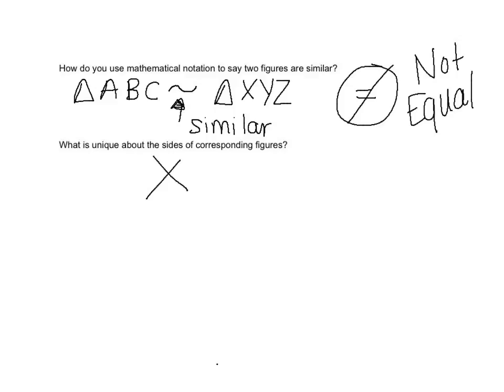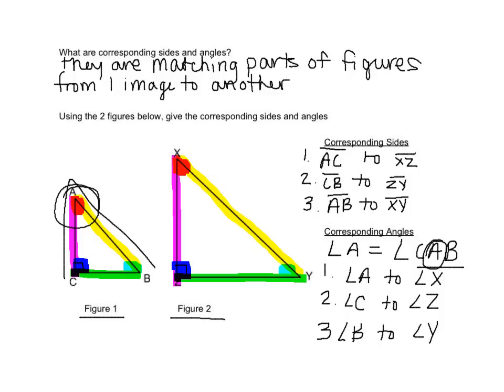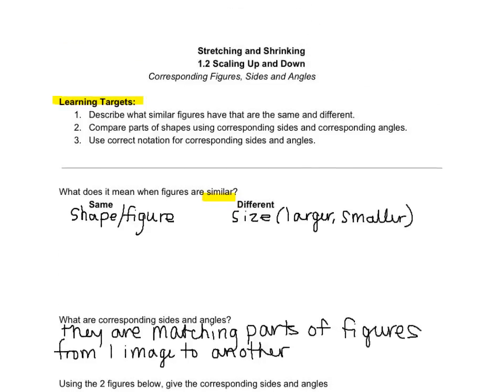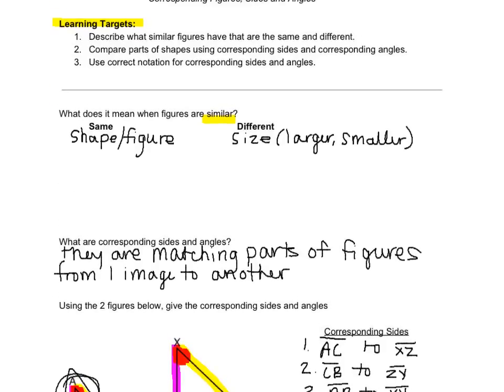So come to class with any questions that you might have and be prepared to be able to use these 3 learning targets, knowing that as of right now, similar means same shape but a different size, and that you can match up the sides and the angles as well as use correct notation.